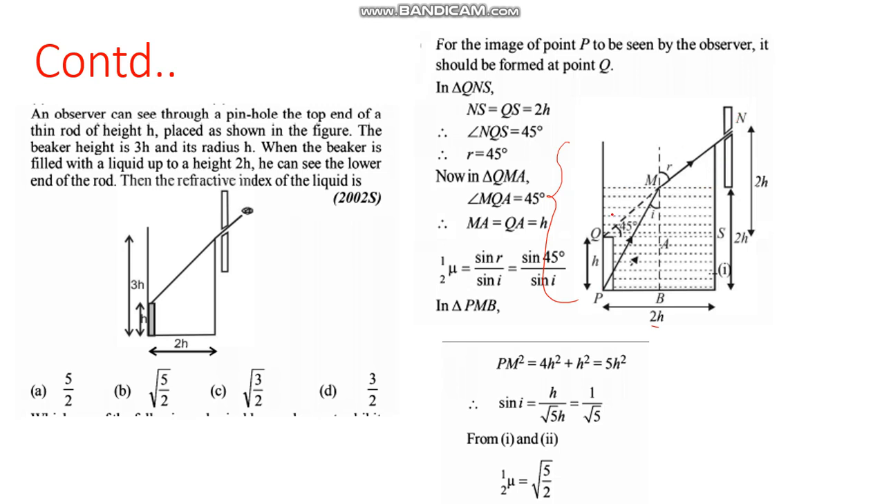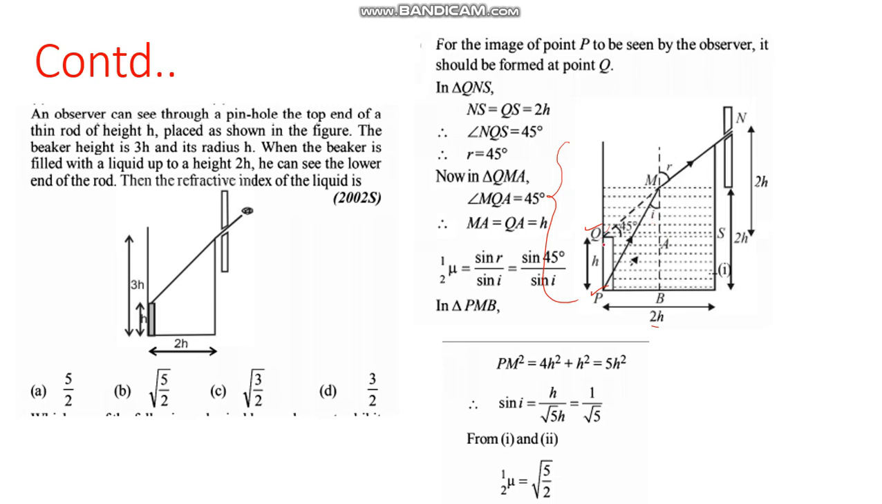So here what happens is, initially he is able to see this top, but because of this water, he is seeing the bottom of this rod at this point, because of apparent depth and all that we have studied. So this point he is actually seeing here. Now we have to find the refractive index of this liquid, so we have to write Snell's law.